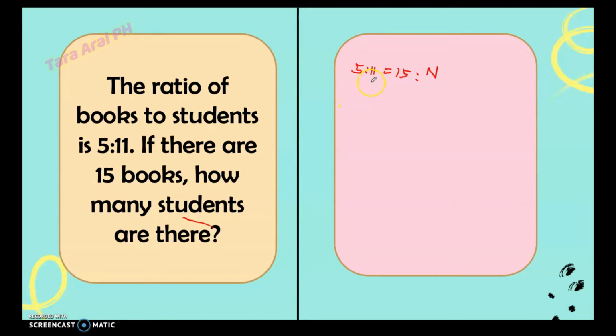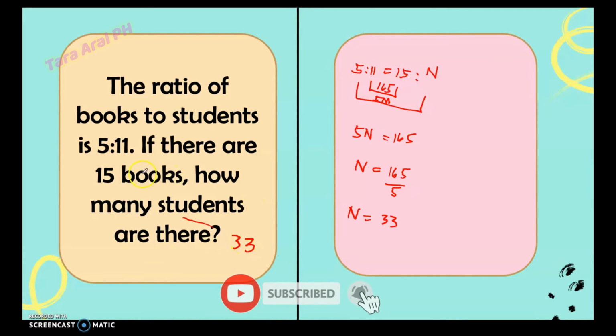Then to solve that, we need to multiply the means and the extremes. We have 11 times 5 is 165, and this is 5n. Okay, so let's equate the two equations. So 5n is equal to 165. To find the value of n, you divide 165 divided by 5, you will get 33. So how many students are there? There are 33 students if there are 15 books.